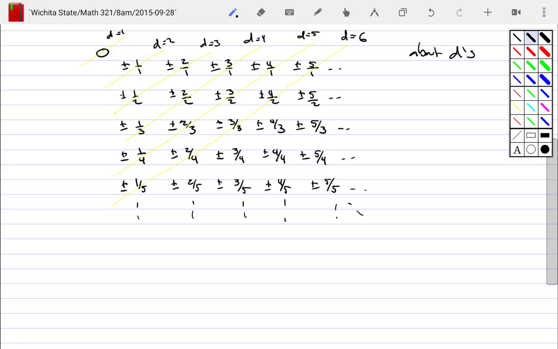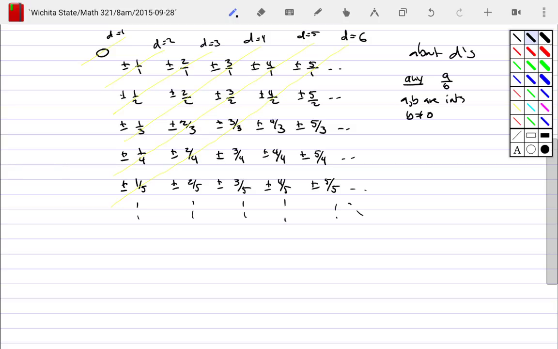About these D's. For any A over B, where A, B are ints, and B is not 0, I'm not going to say no common factors, right? Because there's ones here that have common factors: 2 over 2, 3 over 3, 4 over 4, 5 over 5, 2 over 4, 4 over 2. Those all have common factors, right? So these aren't fully the rationals, right?